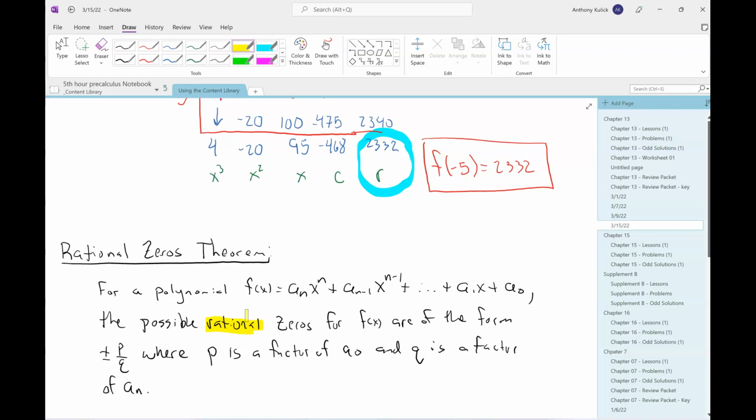The root word there is ratio. What is a ratio another word for? A fraction, right? We're just talking about fractions, things that can be written as fractions. So a whole number can be written as a fraction, right? Like the number 4 I could write as 4 over 1.